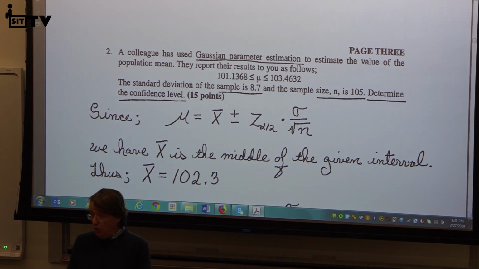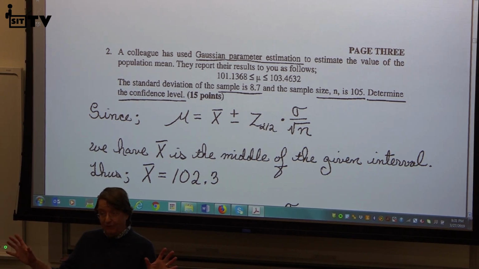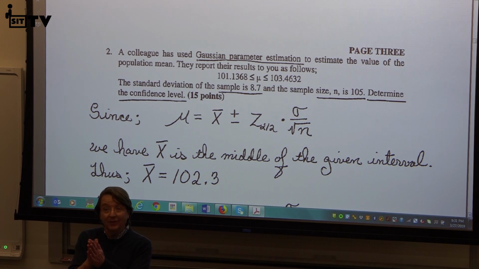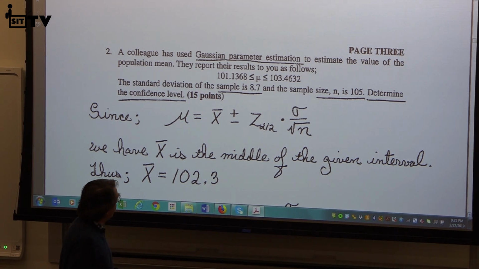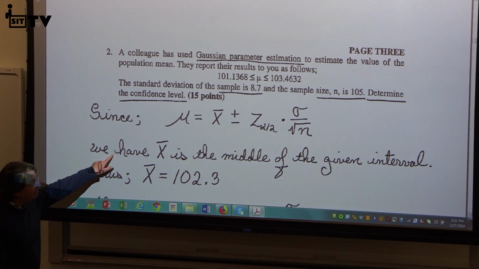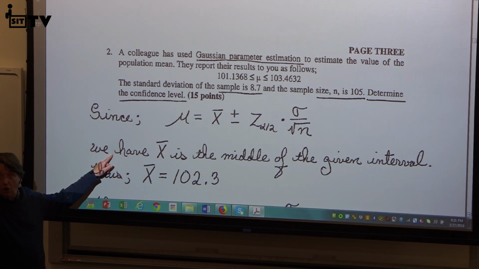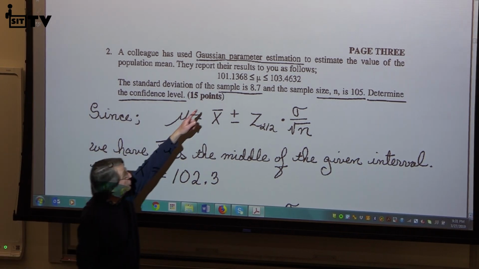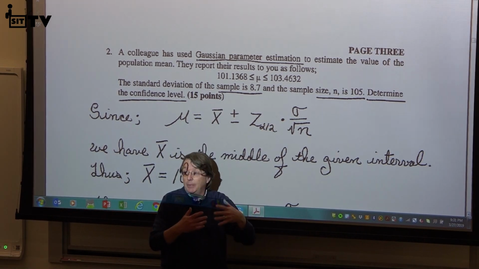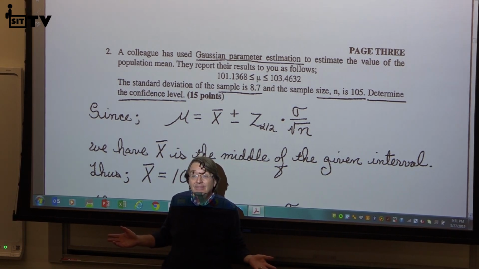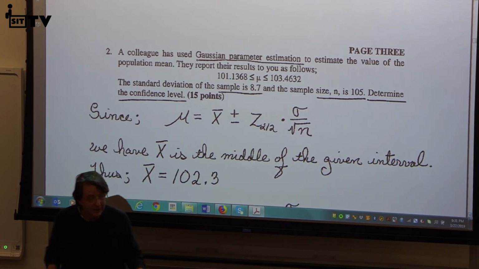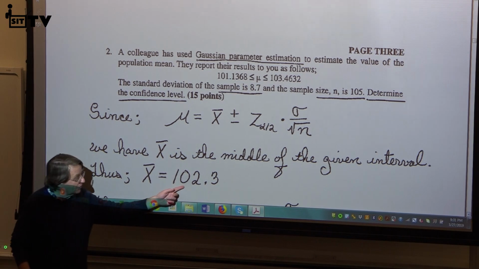It's in the middle. If I tell you mu is X bar plus and minus something, I give you the range. What's X bar? The middle. So X bar is the middle of this interval. So my colleagues, take these two numbers, add them, and divide by 2, or however you want to figure out the middle. So now we know that X bar is this.